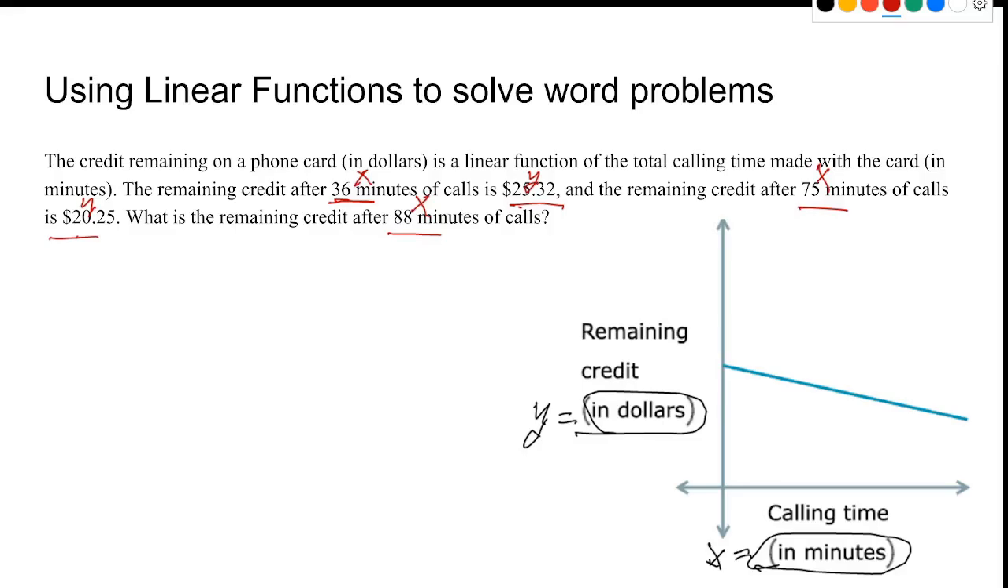So one way to approach this is to take these two points, 36, 25.32, and subtract them to get the rate. We'll find the equation of the line, and then at the end we'll plug in the x value requested and be able to calculate the y value. So our two points, 36, 25.32, and 75, 20.25.